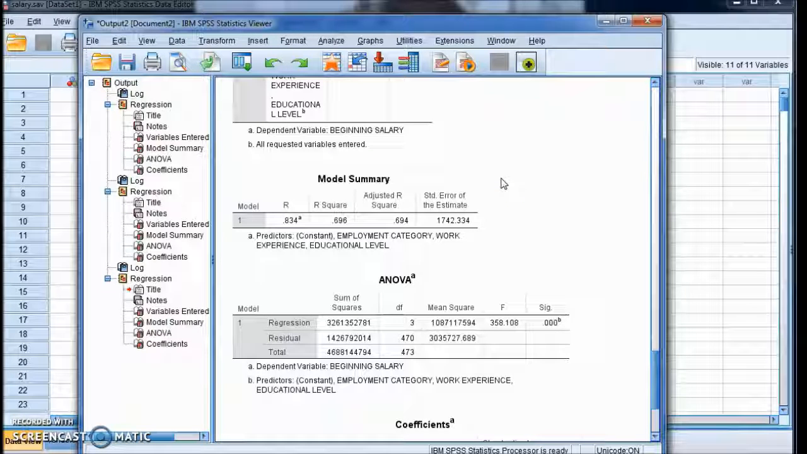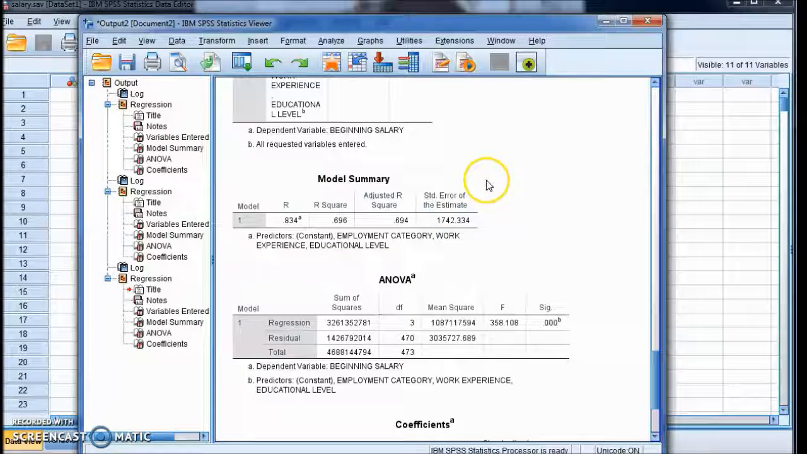What it's telling me is a good model to explain beginning salary happens to be a model that includes employment category. Why might that be? Well, remember when we looked at this before, we saw a strong correlation between beginning salary and the job category that people are being hired into. That makes perfect sense, doesn't it? Of course it's going to make sense that a beginning salary is going to be set by the kind of job that you are entering into.